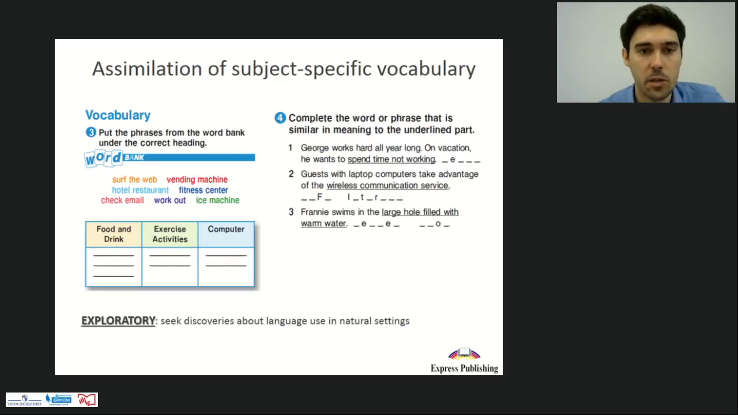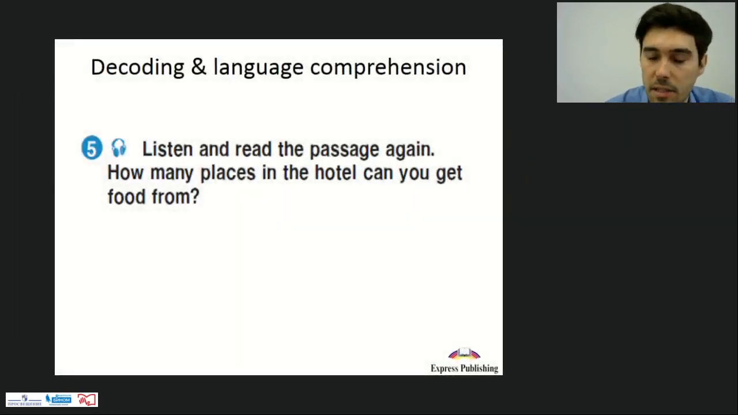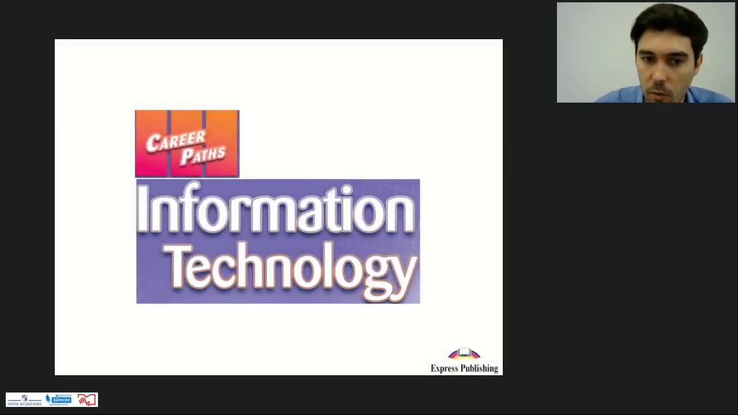And finally, when the students have finished reading the text, we have a listening comprehension activity. Listen and read the passage again. How many places in the hotel can you get food from? The students will re-listen or reread the brochure and listen to the language so they can hear the correct pronunciation and intonation, and also focus again on listening for specific information, which again would be a very important skill for their profession in the future. So that was how we can develop different skills throughout our ESP lesson on hotel management.